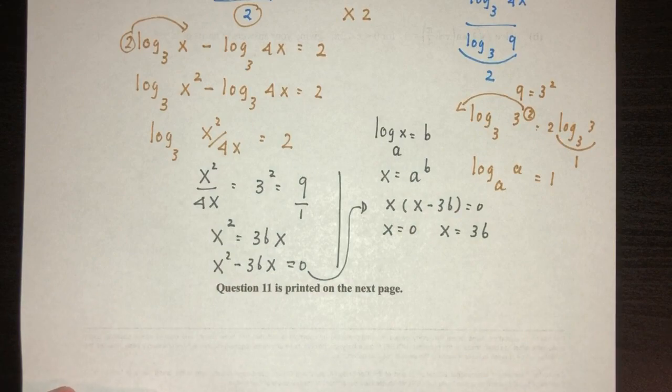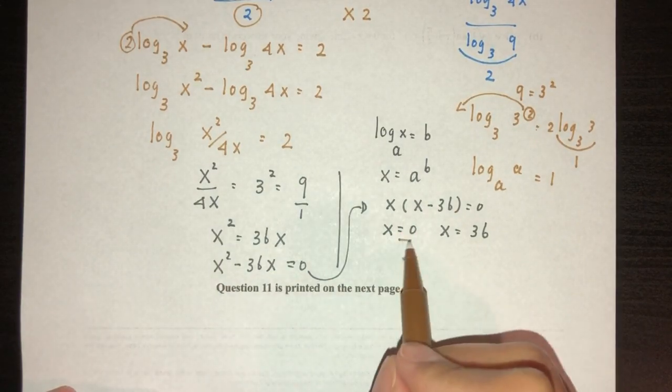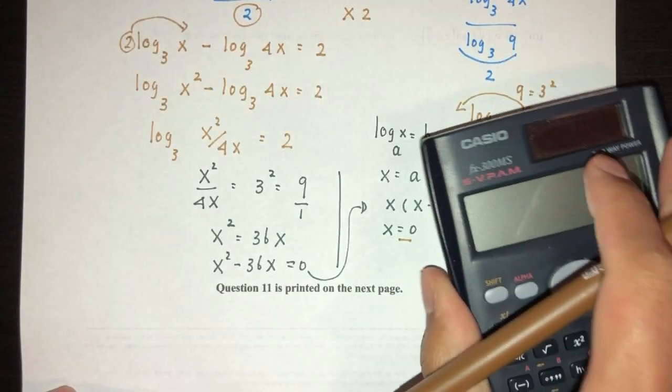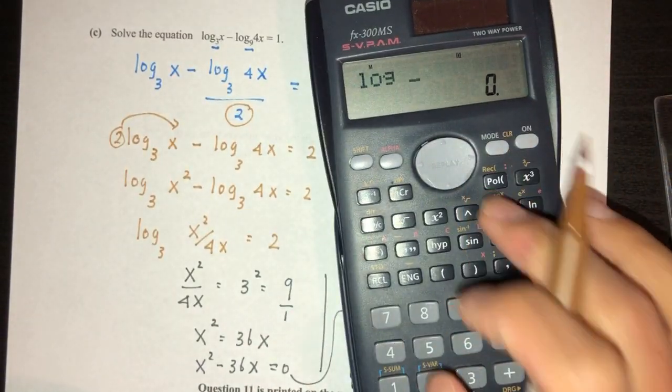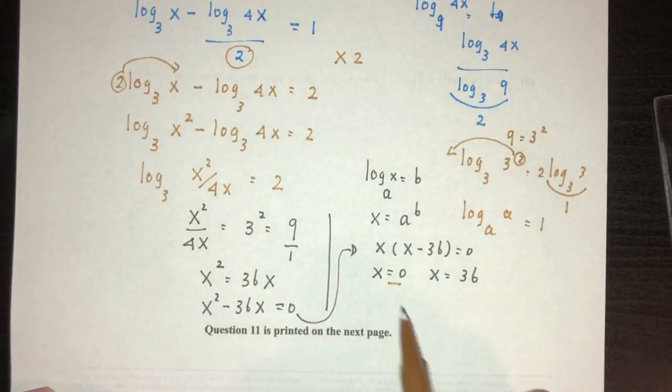Okay, so now can the value of x be 0? We can check, because you can replace back in the equation. You will see that it is not possible, but let's check. Log of 0 is an error, so this value will be rejected.